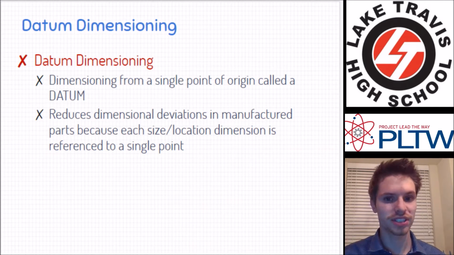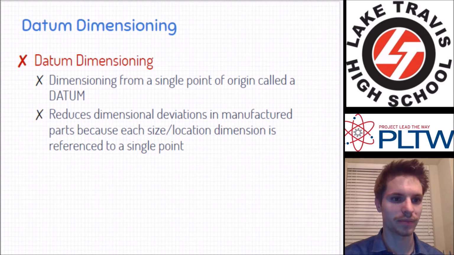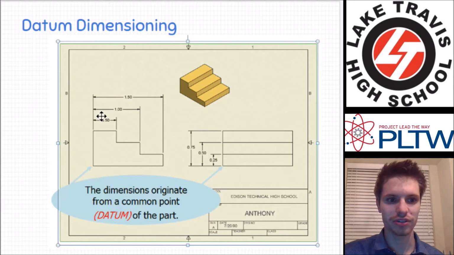So the second style is datum dimensioning. Datum dimensioning is different from chain. You're not going to dimension the top, the middle, and bottom step. You're going to dimension all of these lines, how far away they are from one reference point or a common point. That reference point is called the datum.